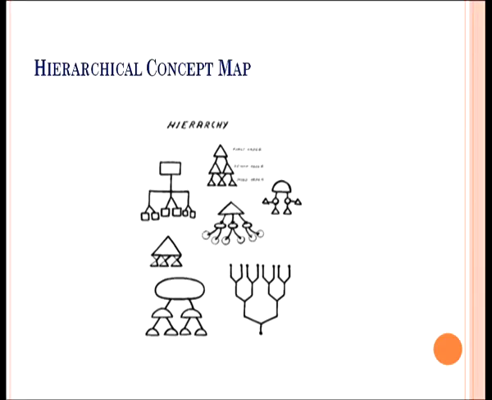You have to write the main idea in the middle and the contributing ideas or the sub-concepts in the other boxes. The next is the hierarchical concept map. As we understand by hierarchy, that is superordinate and subordinate concepts. So here the main idea is at the top end and the lower ideas, or the ideas which emerge out of this, are at the bottom.